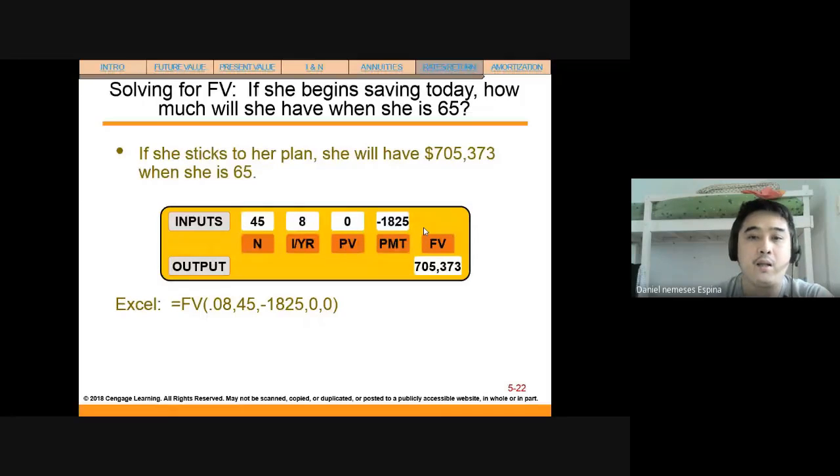Now, how much did she pay in total? She paid 1,825 for 45 years, right? So 1,825 times 45, the total she paid is around $82,125. But look at the difference. 705,373 minus 82,125, so her gain is around 623,000. Okay?